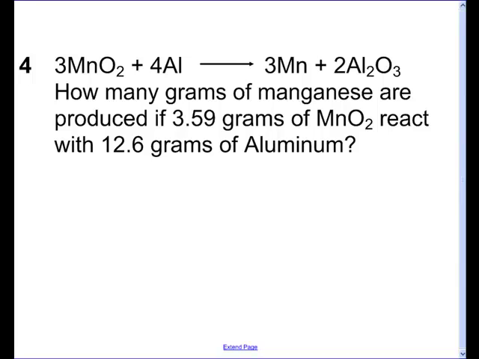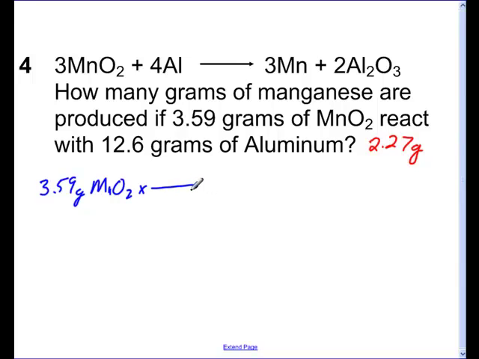All right. So my question to you is, how many grams of manganese are produced? Well, if you got 2.27 grams, pat yourself on the back. All right? So this is how we do it, just in case you didn't get that answer. So I'm going to take my starting amount, 3.59 grams of MnO2. Oops, a little sloppy there. Sloppier than usual. And again, same process.